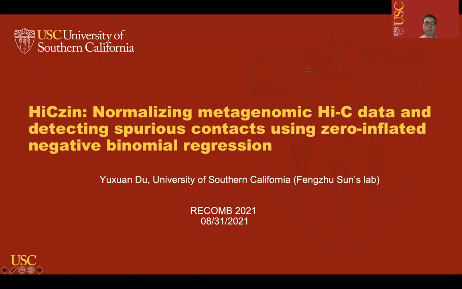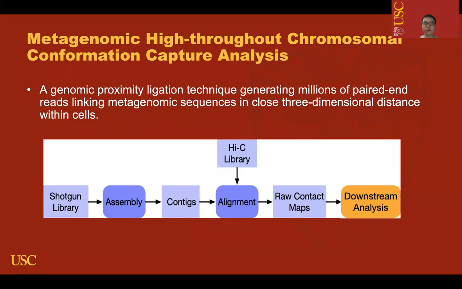Hello, everyone. I'm very excited to be here to share our work on normalizing the metagenomic Hi-C data and detecting the spurious contacts using zero-inflated negative binomial regression. This work was accomplished by Yuxuan, Sarah, Judd Foreman, and Fengzhu Zhang from the University of Southern California. Let's begin with the metagenomic Hi-C analysis.